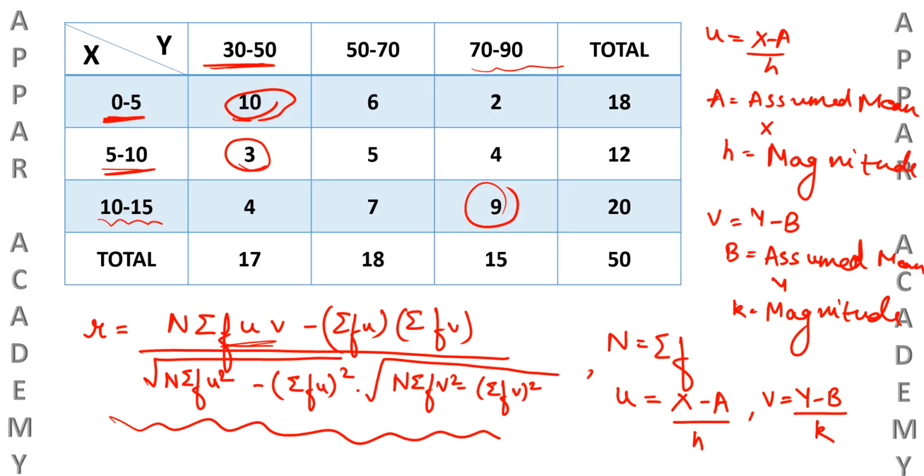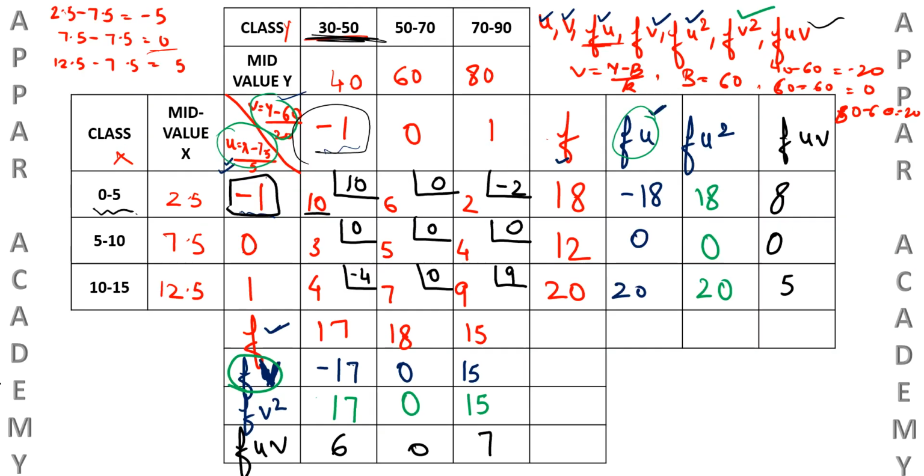Now from here we can see that all we need to do is these summations. So what will we do? We'll simply sum this all up. So summation F we will get from here, and we can just sum this up from either way. 18 plus 12 plus 20 will be 50. Similarly, 17 plus 18 plus 15 will also be 50. So this will always remain the same.